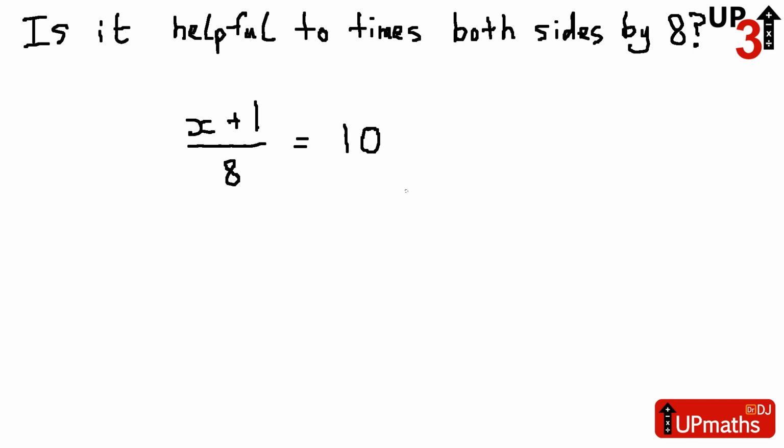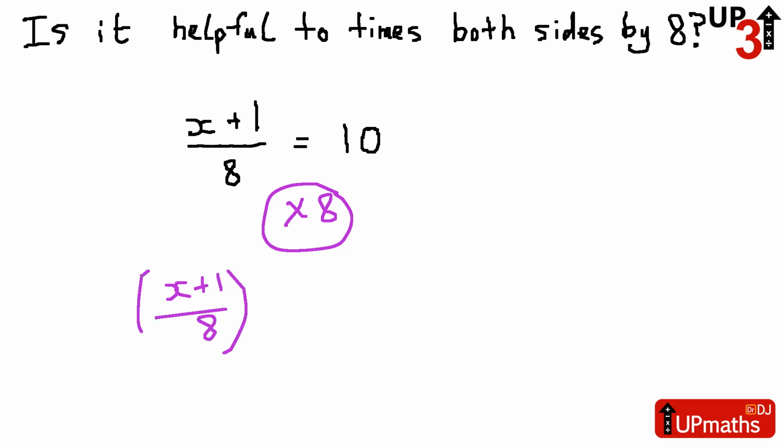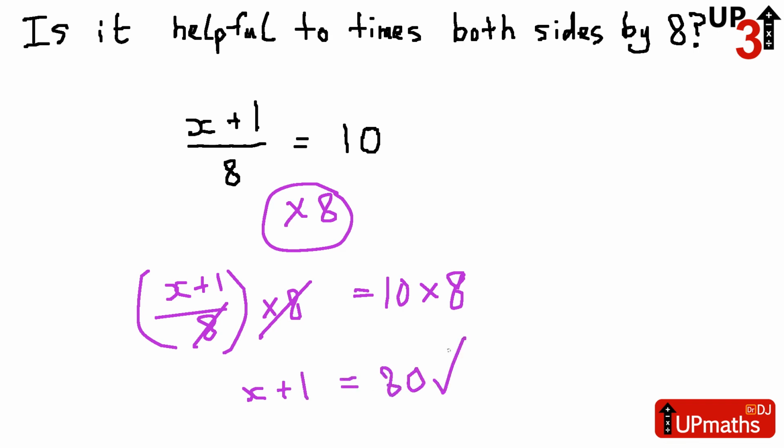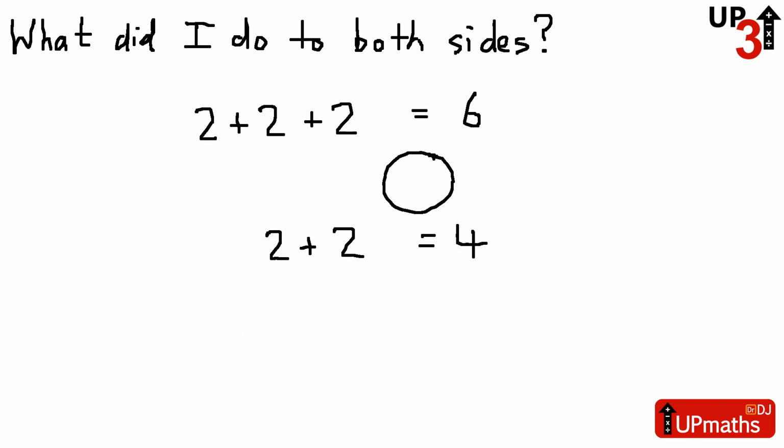Is it helpful to times both sides by 8? Puzzle. X plus 1 divided by 8. So the whole thing is times by 8. Equals 10 times 8. Did we actually need those brackets? I'm going to argue we did, because it just clarifies that we can just cancel those, because that's like divide by 8 and then times by 8, and then we have x plus 1 equals 80.